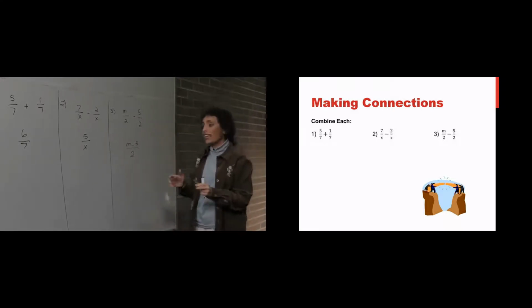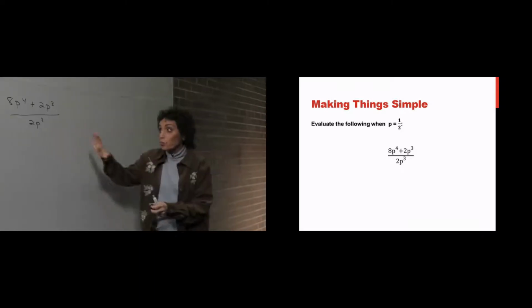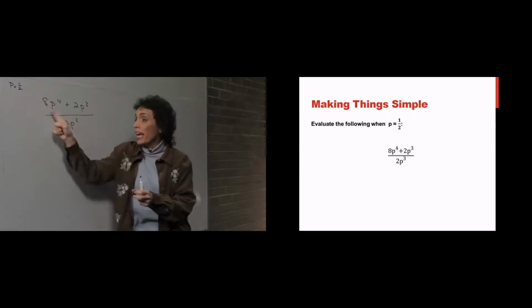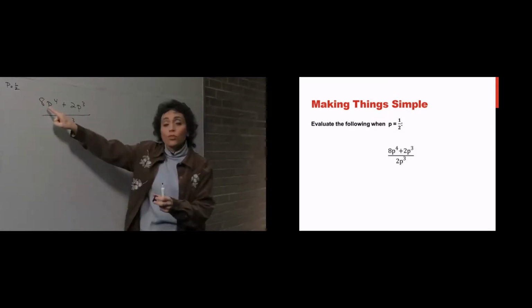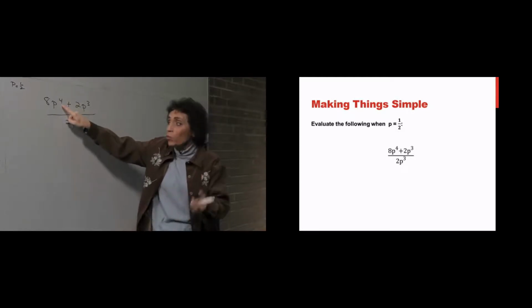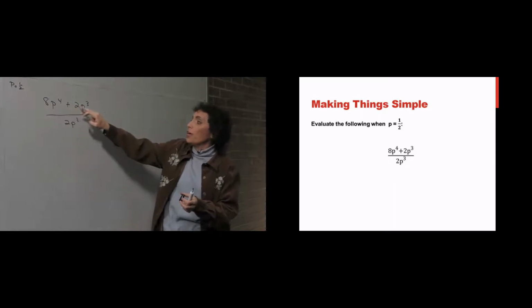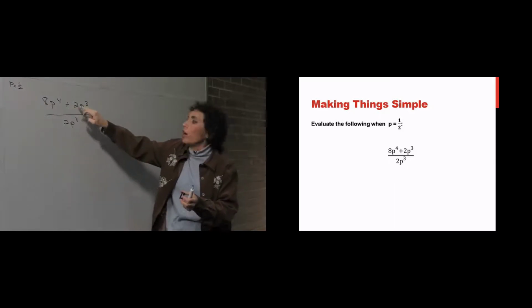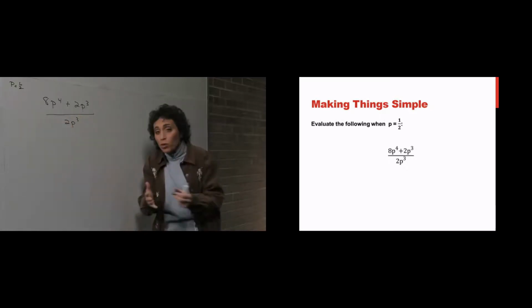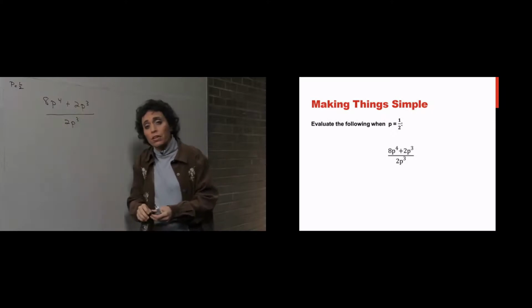Okay? So let's take a look at the next question and see why we care about this. Take a look at this big fraction. We want to evaluate this. That means get a number answer when p is 1/2. To do this problem, I'd have to do 8 times 1/2 raised to the 4th power first, which I don't really want to do, even if I use 0.5. Then add to it 1/2 raised to the 3rd power times 2, and then divide all of that by 2p cubed. I don't really want to do that. So maybe I can reduce this fraction and make this a little simpler, if I can.